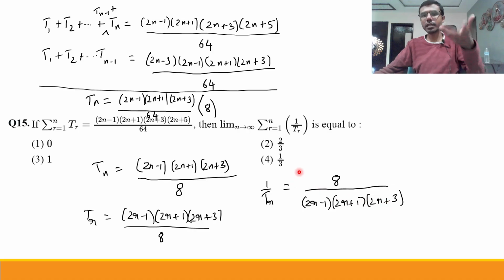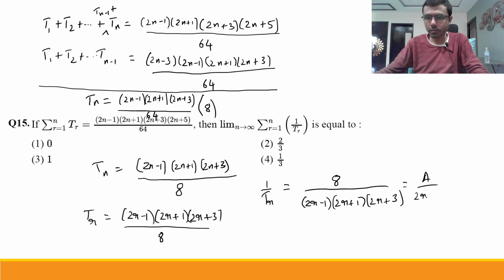Now, how can you apply summation to this? Summation sigma, r runs from 1 to n. Limit n tends to infinity is the next case. This question involves a little of limits also. You cannot apply summation to this directly. Then what you need to do? Write it as partial fractions. So the partial fractions chapter is also involved. Write it as A by 2r minus 1 plus B by 2r plus 1 plus C by 2r plus 3.